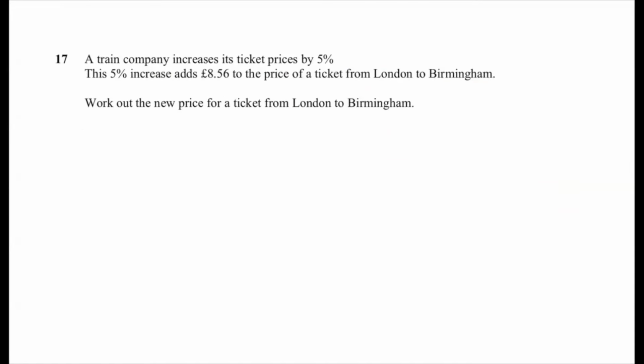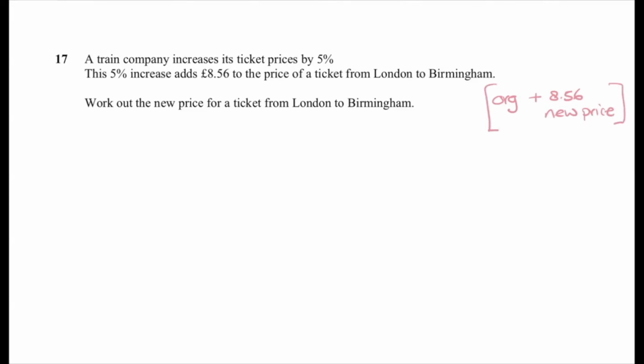22.5. Okay, we have a train company increasing its ticket prices by 5%. This 5% increase adds £8.56. And you've got to work out the new price for a ticket from London to Birmingham. So what we know from the story is that there was an original price and £8.56 gets added to it to create the new price. So that's one way of looking at that.